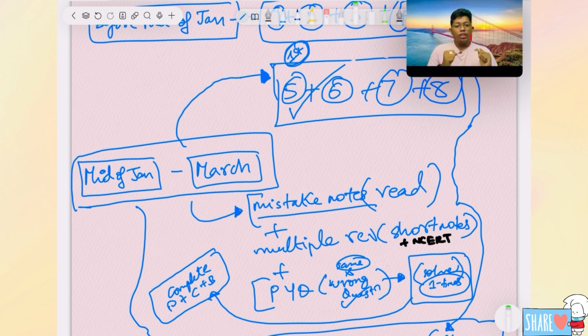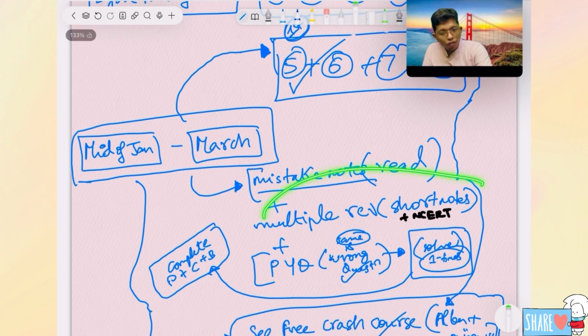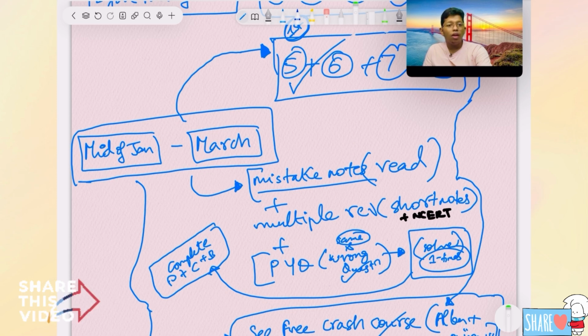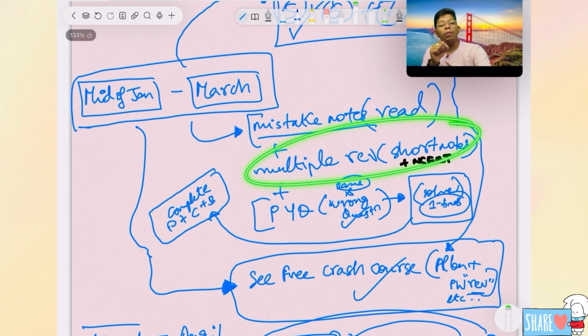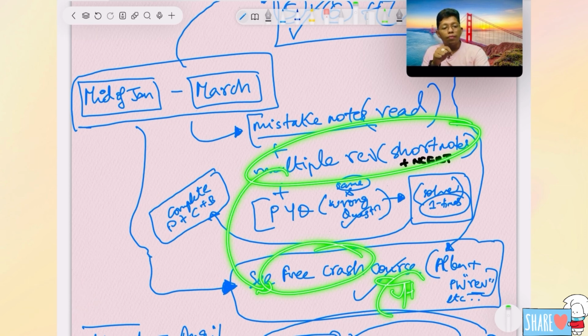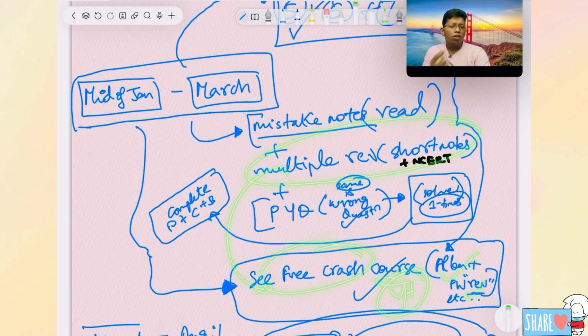For that, if you want to revise by short notes, you can see them. You can also read inside. But if you feel it is boring, simply reading inside, I recommend another method: see the free crash courses on YouTube from Allen, PW, or any institute that offers a free crash course.